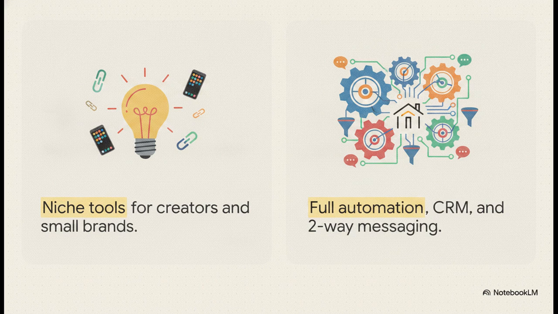We're talking full funnel automation, a complete CRM, and built-in two-way messaging. You can build multi-step automations that, for example, instantly text a lead the exact second they fill out a form. Honestly, comparing the two is like the difference between buying a single light bulb and wiring the entire house.